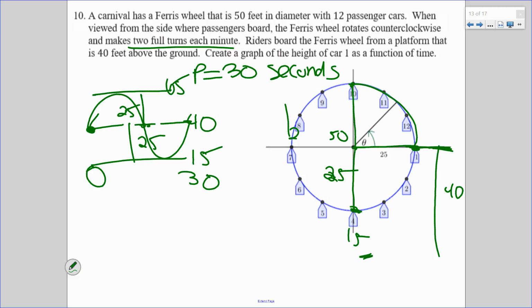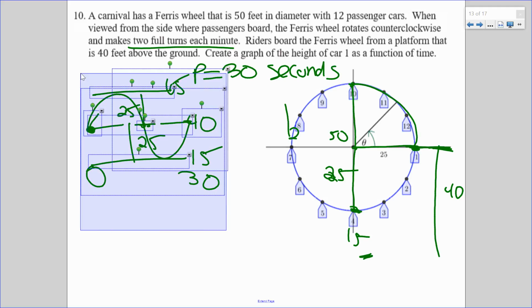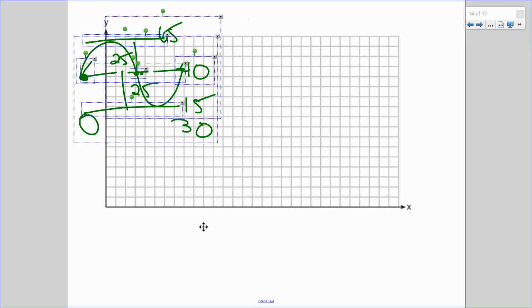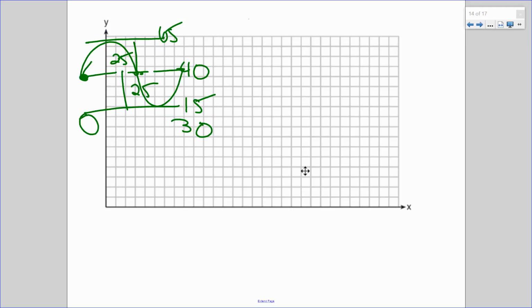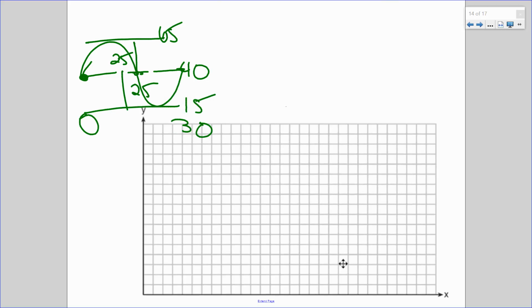So it's time to graph. So let's see if I can do this here. Let's see if I can take my little picture and copy it here. Oh yeah, that was great.